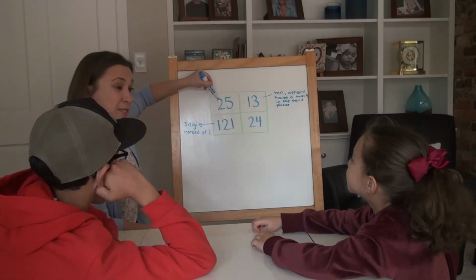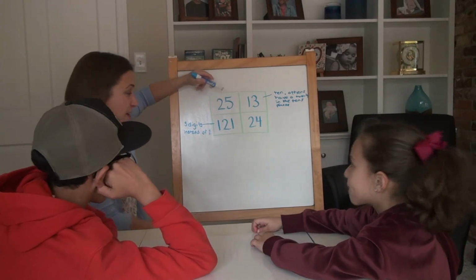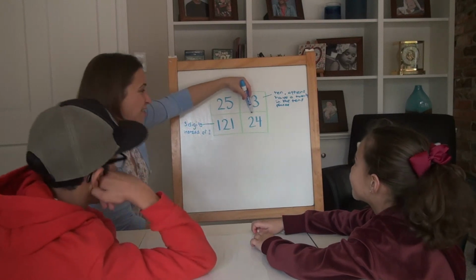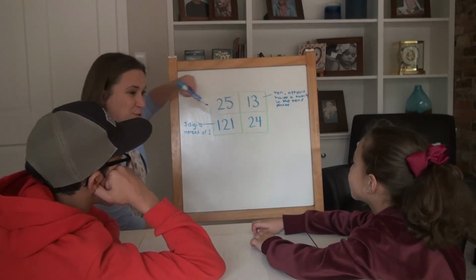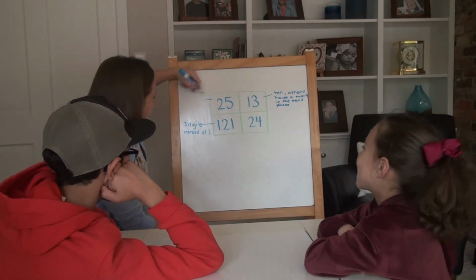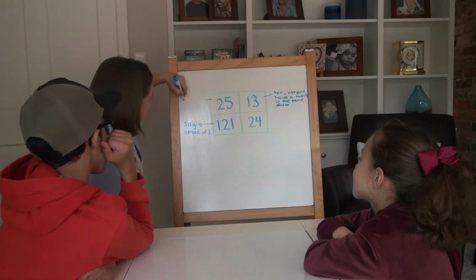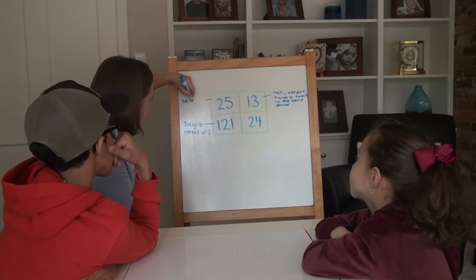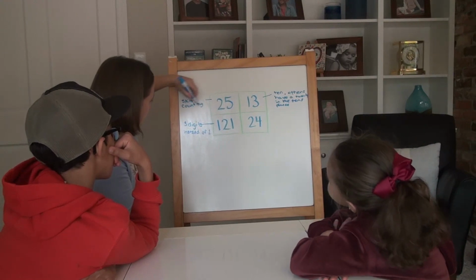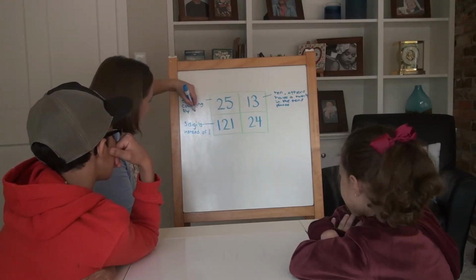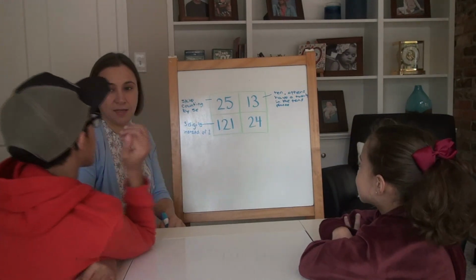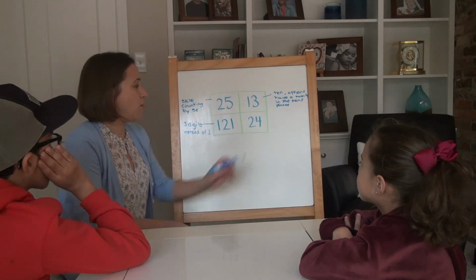Nice. So you're saying this one is different because you can get to it by counting by 5s. Can you get to 13 by counting by 5s? No. Can you get to 24 counting by 5s? No. What about 121? I don't think so. No. Okay, so you can get to 25 by skip counting by 5s. All right? Jackson, you can skip count by 2. Okay, and 12.